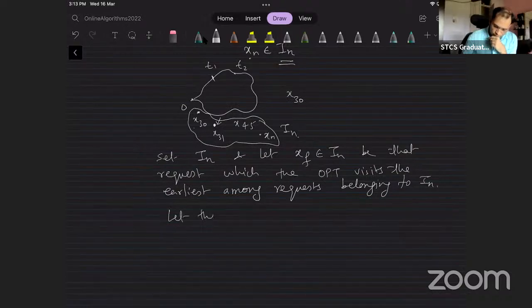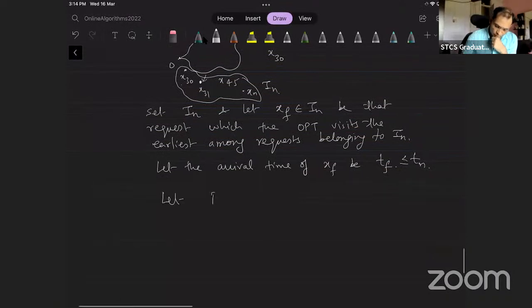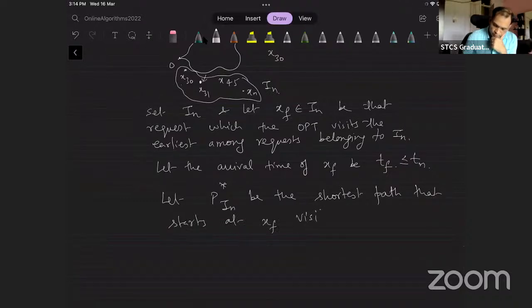Let the arrival time of XF be TF, which by definition is less than TN. And let PIN star be the shortest path that starts at XF, visits all locations in IN, and ends at the origin.